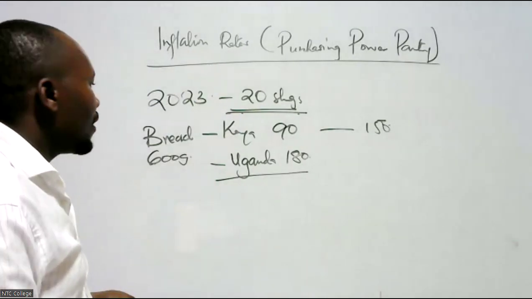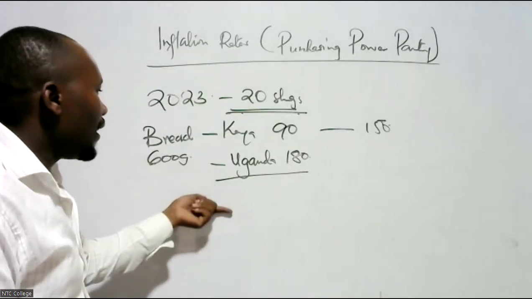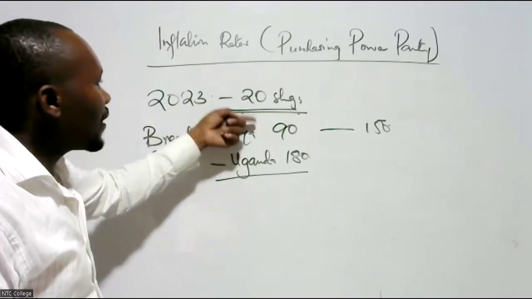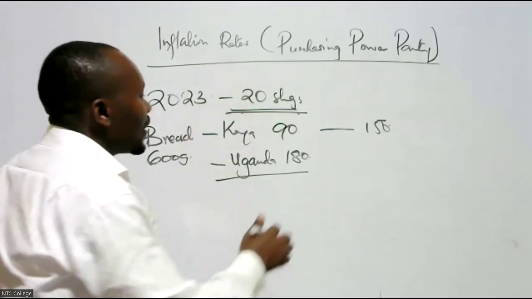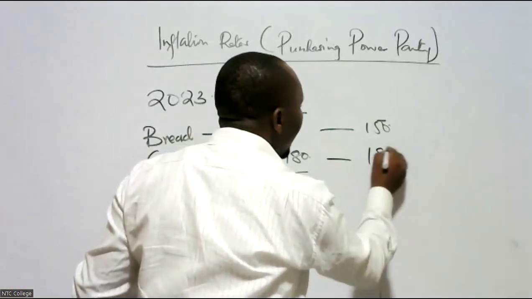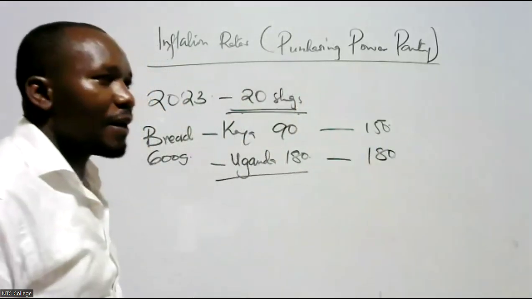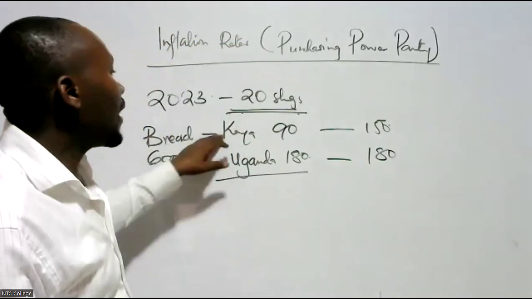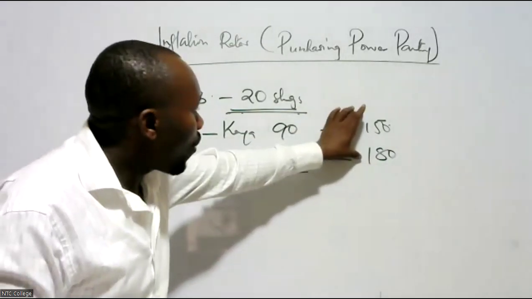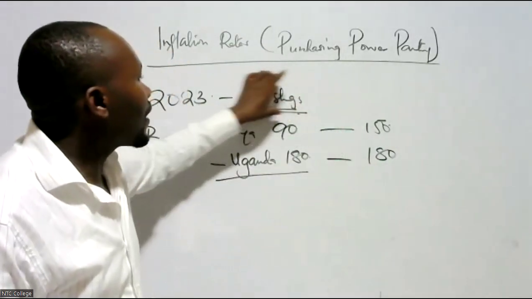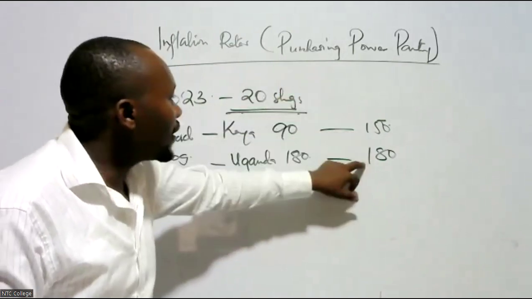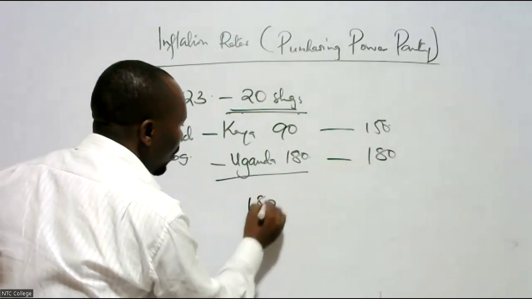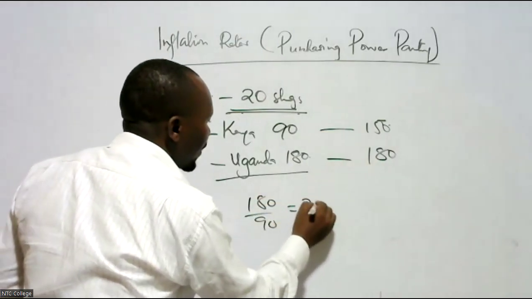Tunaelewana? So inflation is in Kenya, but not in Uganda. If the exchange rate remains the same, then here we're going to have the same bread at 180. Haijapanda huko at the same rate of inflation. Haijapanda. But in Kenya imepanda. You can see 180 and this one is not giving us the rate. 180 and 150. How did we get 20? 20 was 180 all over 90, which is equal to 20.